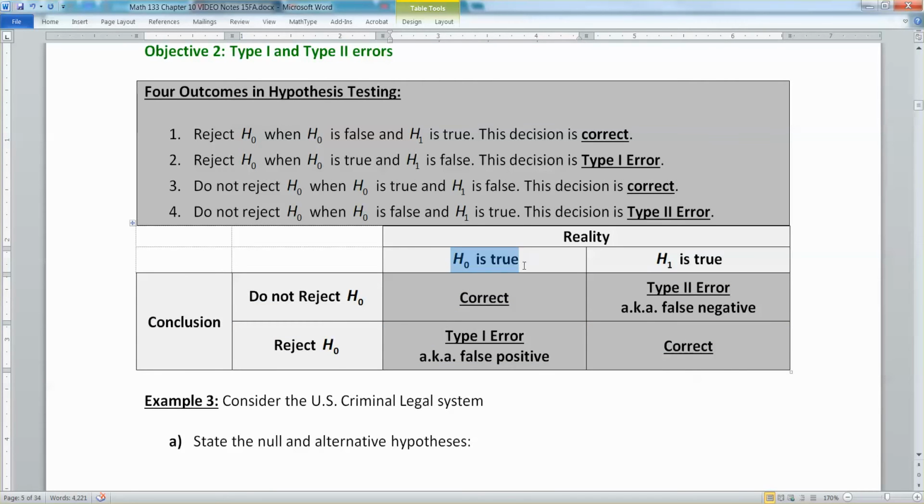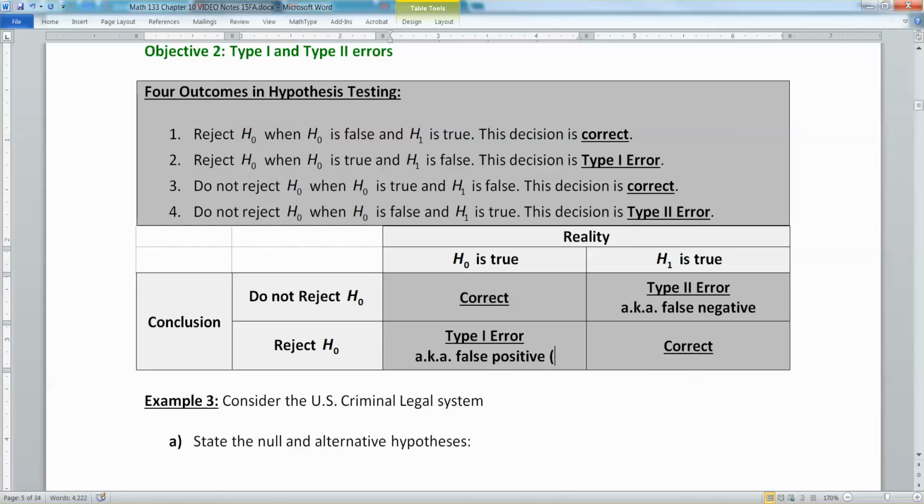Okay, so if H naught was true, and I did not reject it, that would be a correct decision, right? If H naught was false, but H1 was true, the alternative is true, and I did not reject the null hypothesis, that would be a type 2 error. And then if I did reject the null hypothesis, that would be correct.